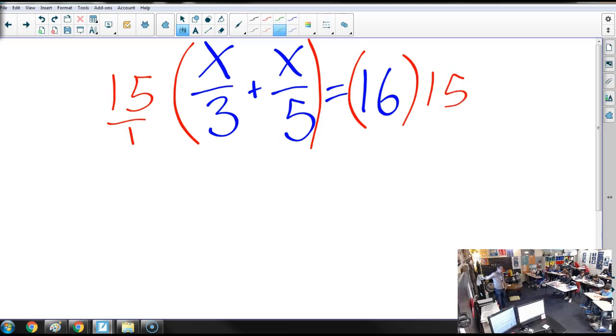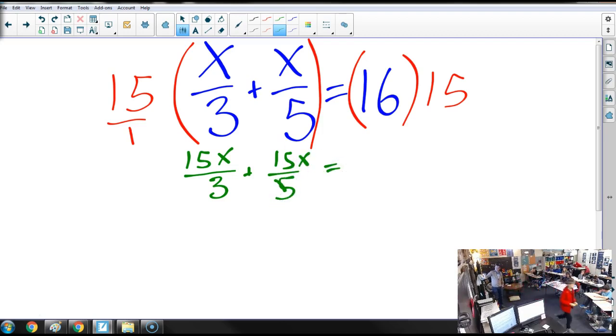Now there's an in-between step that eventually you will get quick enough you don't need to do. I'm going to write it. Please don't nitpick and tell me I did more than the steps I said I was going to. I'm writing this so you can think it through. This becomes 15x divided by 3, 15x divided by 5. And this we do have to do on this side.